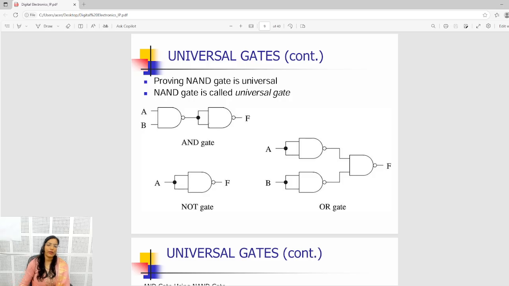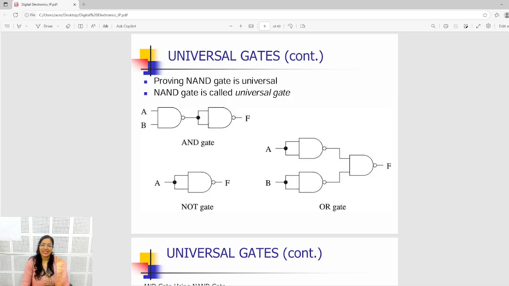So this is how we prove why NAND gate is called a universal gate. This is one of the most popular questions that we get in examinations, even in vivas and even in job interviews: what are universal gates and why are universal gates called so? So what are universal gates? They are NAND and NOR gates. Why are they called so? Because using these universal gates, we can construct our basic gates, which are AND, OR, and NOT.